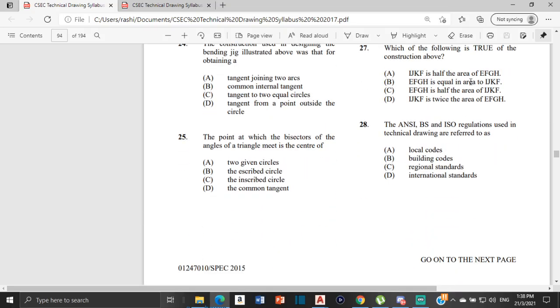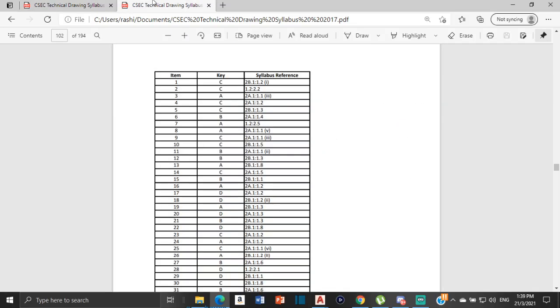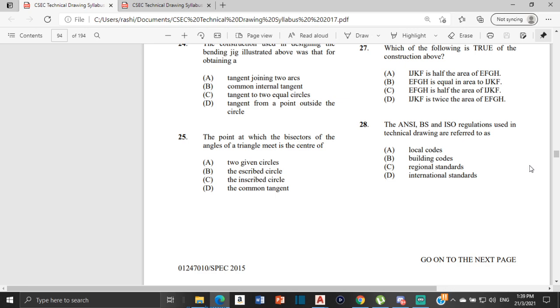Good. So number 28, the ANSI, BS, and ISO regulations used in technical drawings are referred to as these international standards. Number 28 should be the international standards. All right, so these are questions that you'll see a lot on technical drawing multiple choice. It's just to understand that these are different governing bodies that set different international standards for drawing and stuff like that.